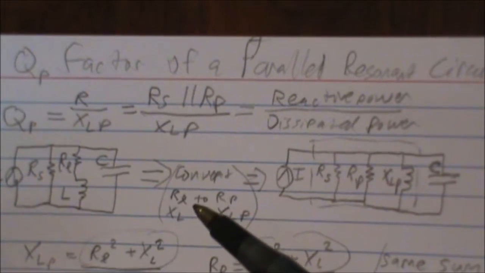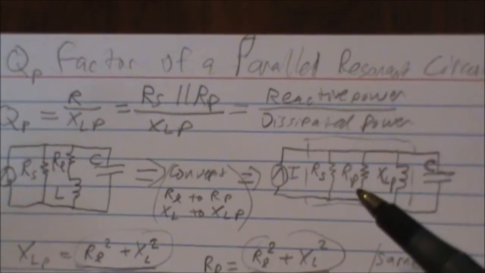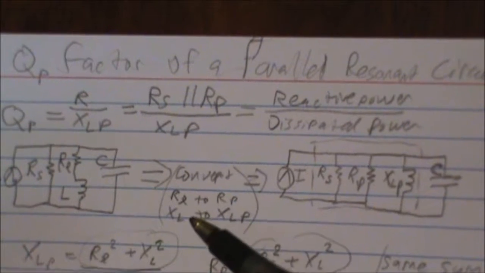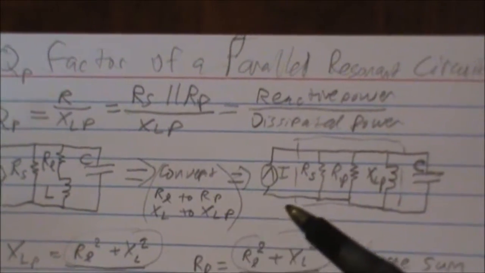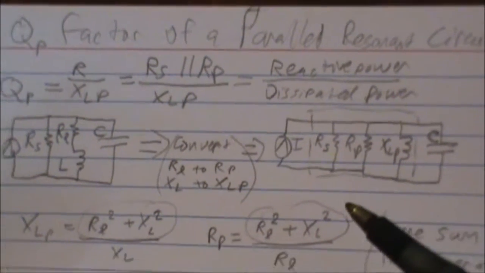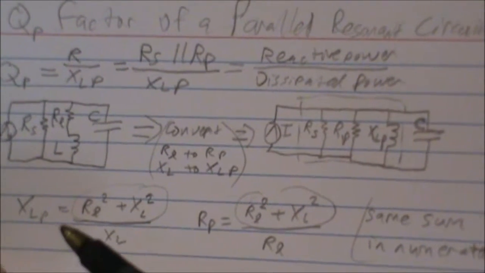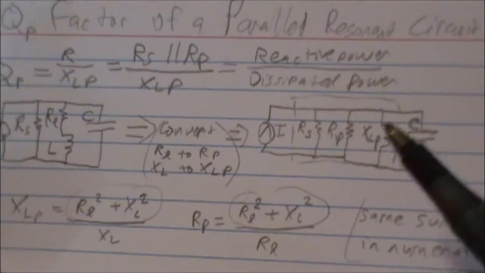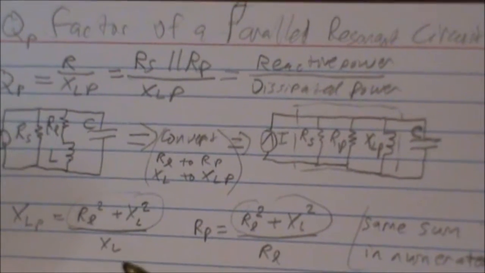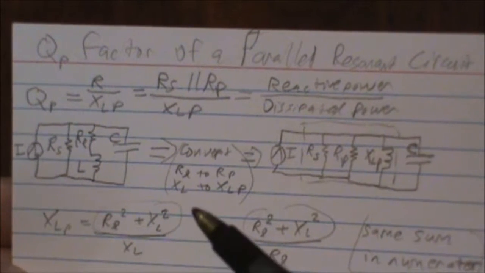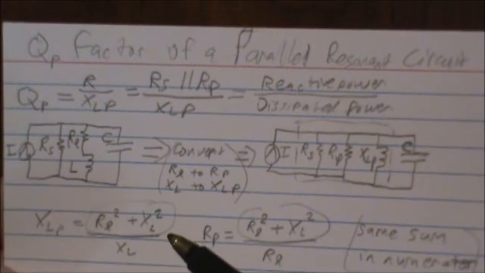So there's an equation we use to convert R sub L to R sub P over here, and another equation we use to convert the reactance of this coil to the reactance of this coil over here. Those equations have the same sum in the numerator. XL parallel is RL squared plus XL squared over X sub L. In order to do this, you need to know what frequency you're operating at, because, of course, X sub L equals 2 pi FL.